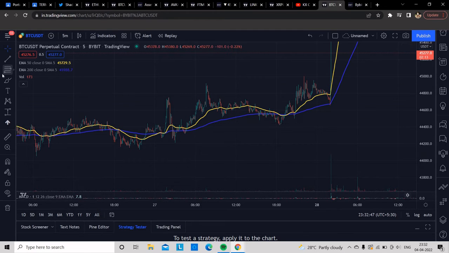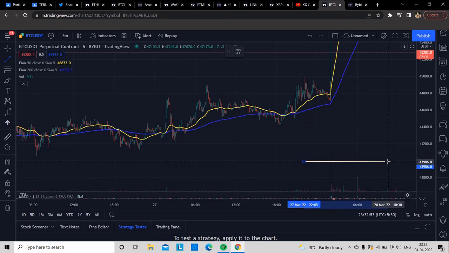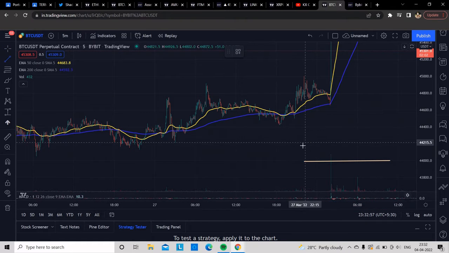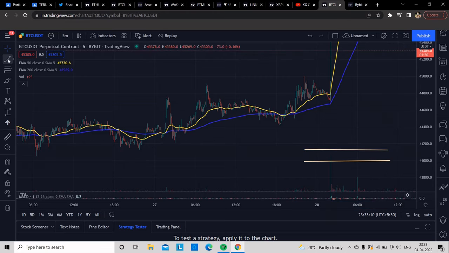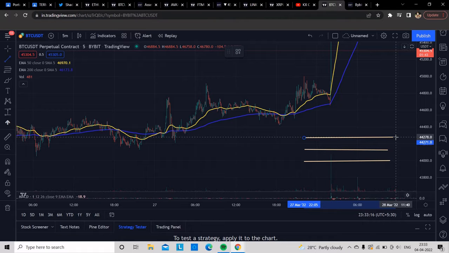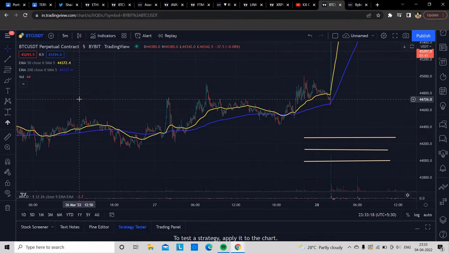So what pullbacks basically mean are, okay, cool, let's say a horizontal line here, a horizontal line here, and a horizontal line here, right? So what a pullback means is, let's say the price action of this coin is going in an uptrend, all right?